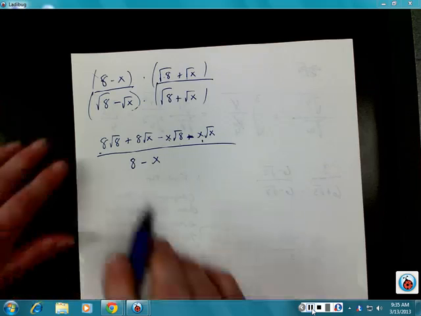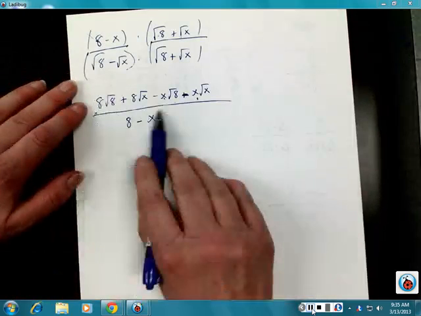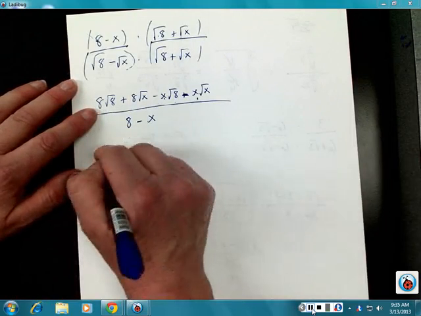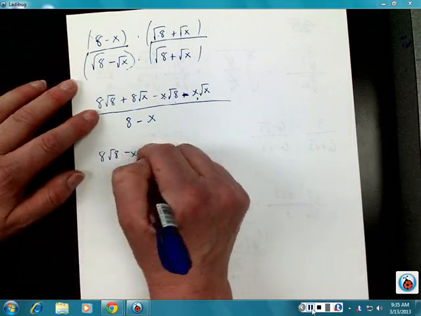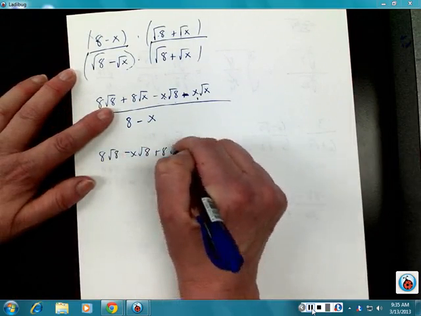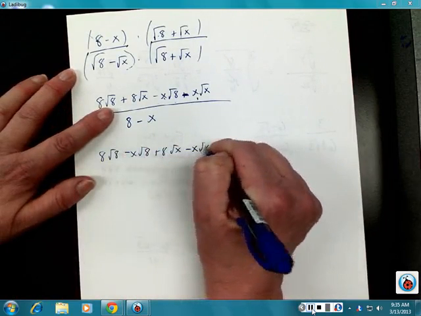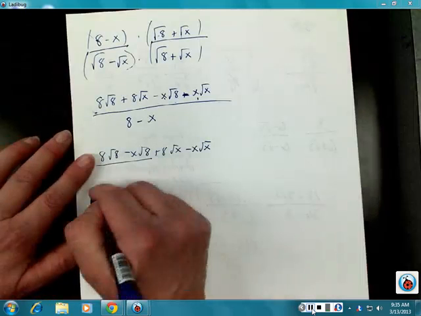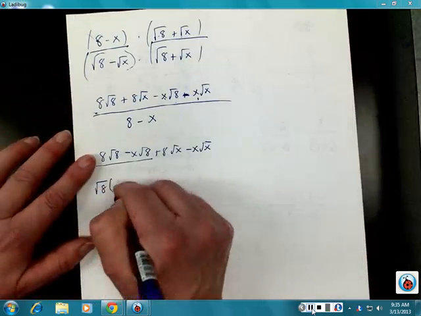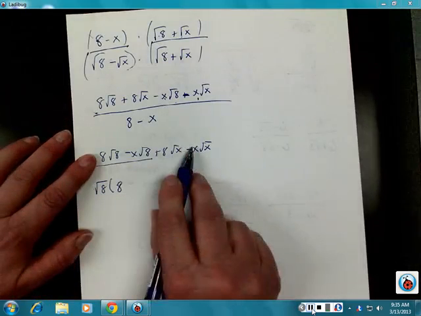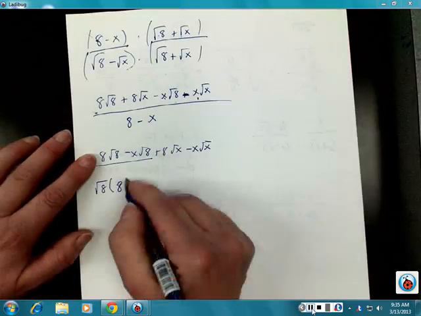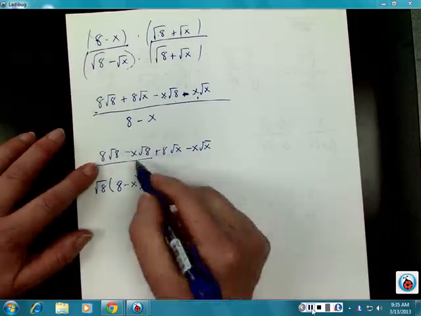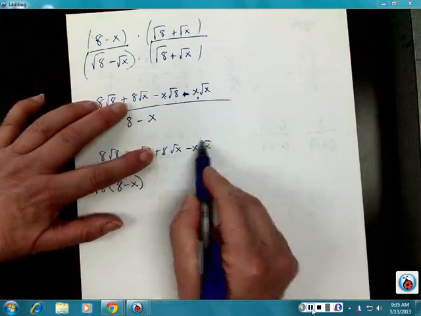But I guess they end up going a little farther with this one. If I look at my answer in there, they put these square root of 8's together. So 8 square root of 8 minus x square root of 8 plus 8 square root of x minus x square root of x. And they look at this piece and pull out a square root of 8. That leaves me with 8. That's back to that four-term combination factoring way back when in chapter 6, I guess it was. So that comes out to be this.